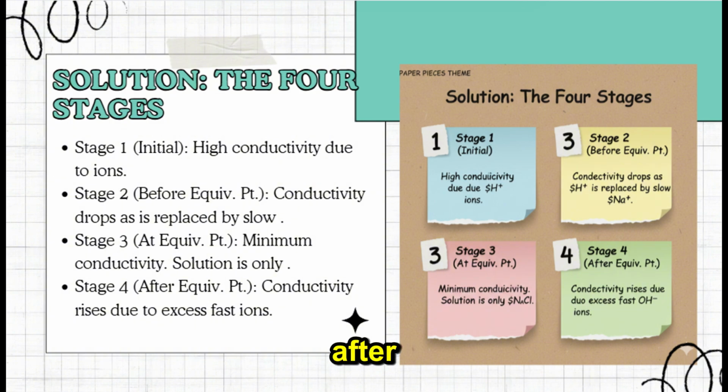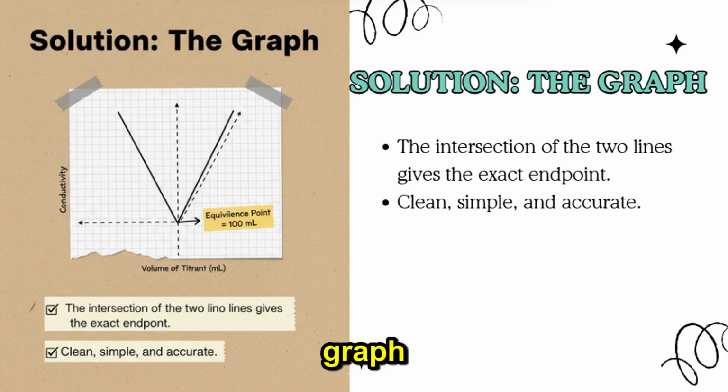Stage 4, after the equivalence point. As we add more than 100 milliliters of NaOH, we introduce excess, highly mobile OH- ions into the solution. This causes a sharp linear increase in conductivity. The graph. When you plot this, you get that perfect V-shaped curve. The equivalence point isn't a single data point you measure, but rather the intersection you find by drawing a straight line through the first set of points and another straight line through the second set. The point where they cross is your answer, 100 milliliters. It's clean, simple, and very accurate.